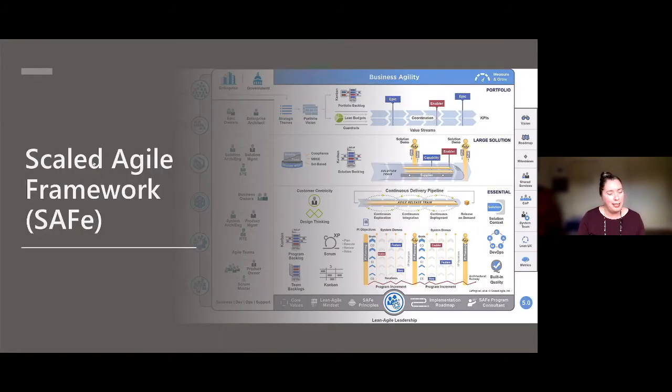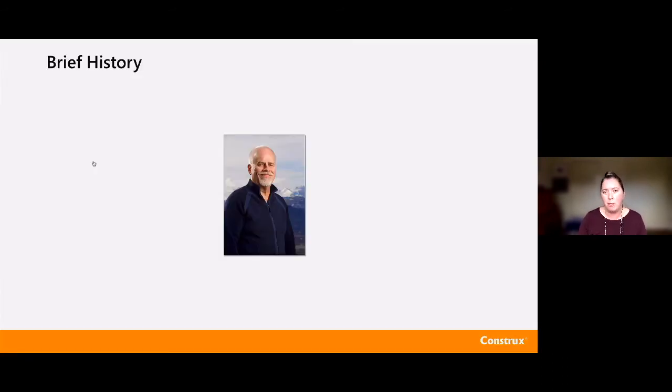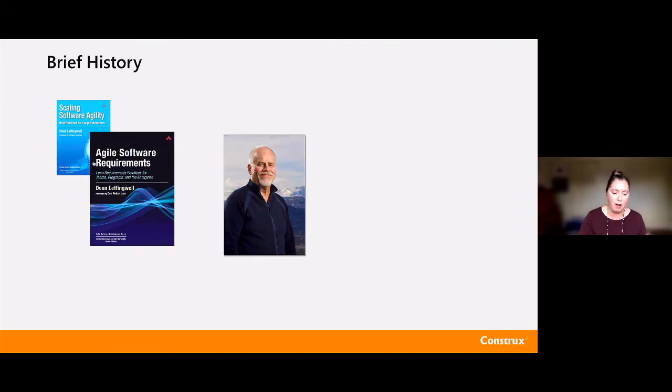And last but not least of our scaling frameworks is kind of what I think of as the big kid on the block, the Scaled Agile Framework, or SAFe. SAFe was started by Dean Leffingwell. If you look at some of his books, Agile Software Requirements, if you go look in the back, you'll see a diagram that looks very similar in some ways to what the Scaled Agile Framework diagram looks like today, so you can kind of see its precursors.